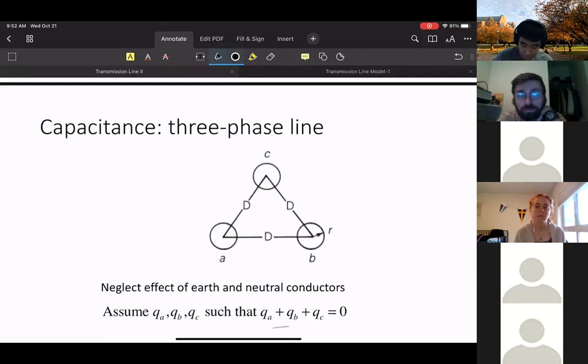Because in three phase, all the charges sum to zero. So if there is a neutral, we're going to ignore that neutral. All we have left over are the charge carrying ones, which are the ABC conductors. So let's look at our equation and look at what happens.